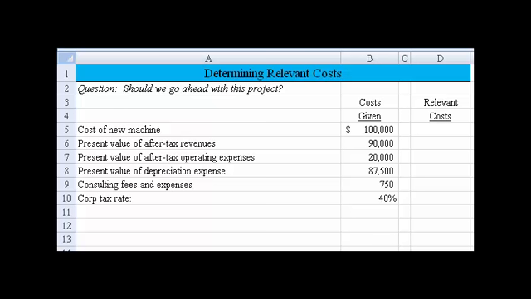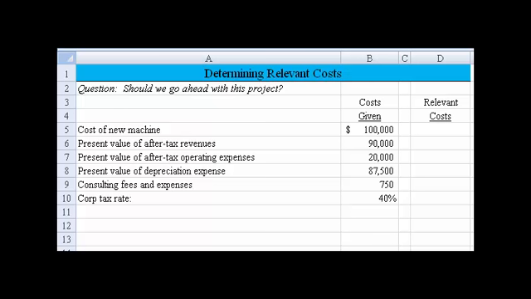Hi everyone. Let's take a look at this problem. And the problem says, should we go ahead with this project? So this one involves determining relevant cost and then determining whether we should take this project on.